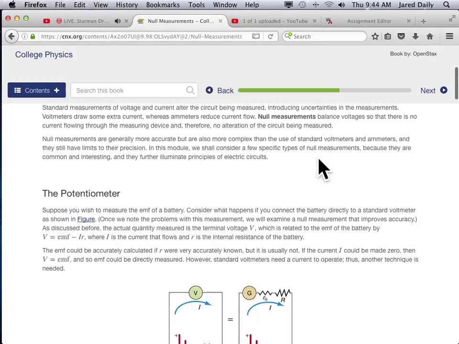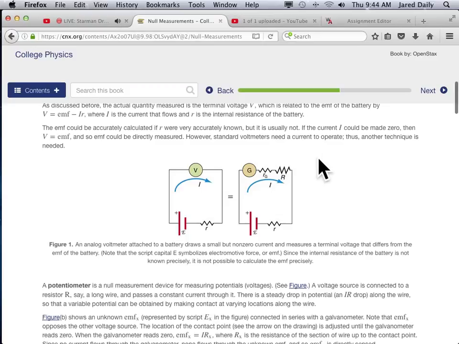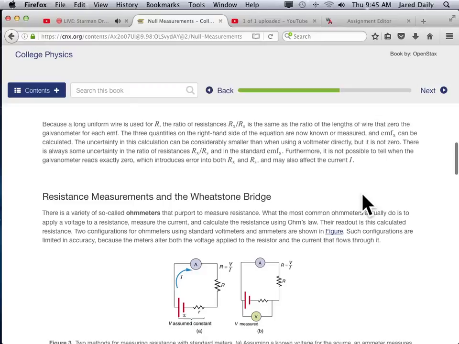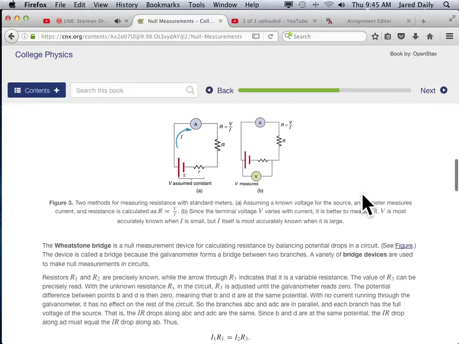Okay, so now we have null measurements. This is another way that we can measure currents and resistances and voltages and other things. And this uses what we call a Wheatstone bridge, which takes advantage of a potentiometer, which is the variable resistor that you used in the lab yesterday.